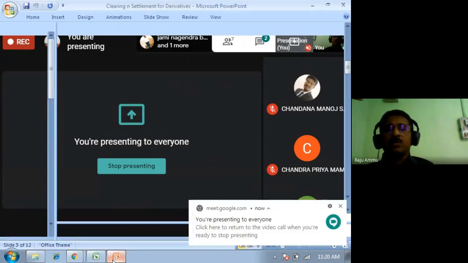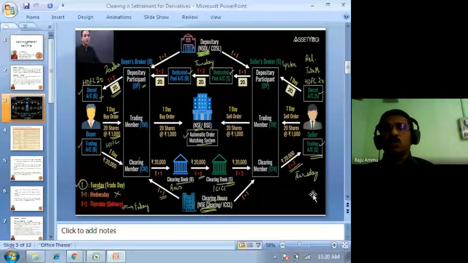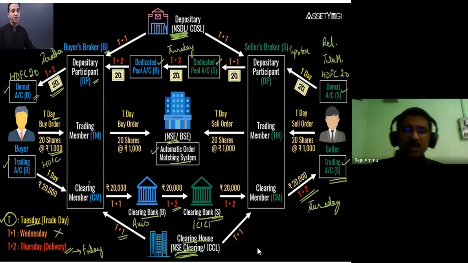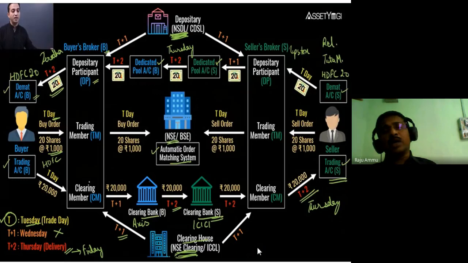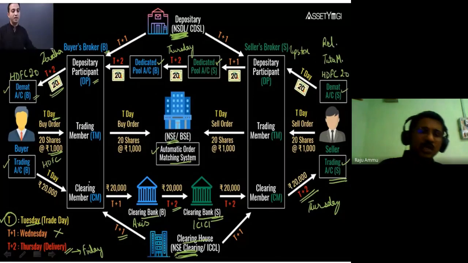Friends, we have discussed this particular screen in the last class, wherein the entire mechanism of trading, clearing and settlement is dealt with in this particular chart, isn't it? So once again, I want to make use of this chart and explain the various concepts behind this clearing and settlement process which is carried out.